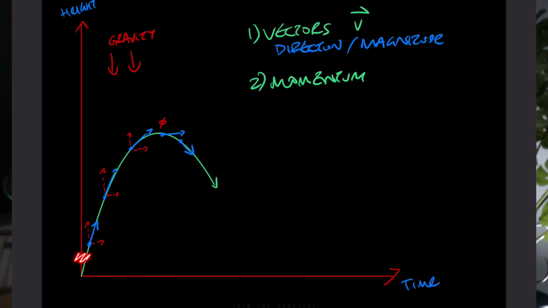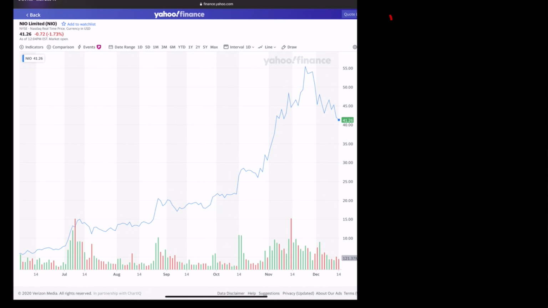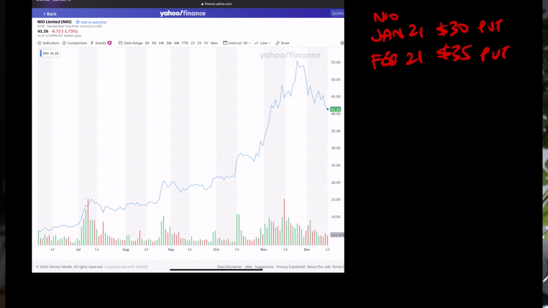So what's the takeaway from all this? If we can identify where the stock is currently, then we know what kind of plays we're going to make. After seeing those two concepts, we'll look at the Nio example again and see why one of the contracts is profitable and the other isn't. The first position here is Nio January 21, $30 put. And the second one is February 21, $35 puts. This one is in the money, this one isn't.